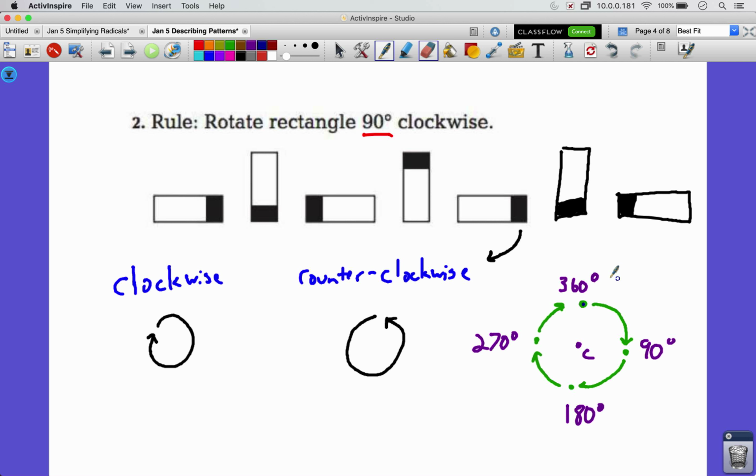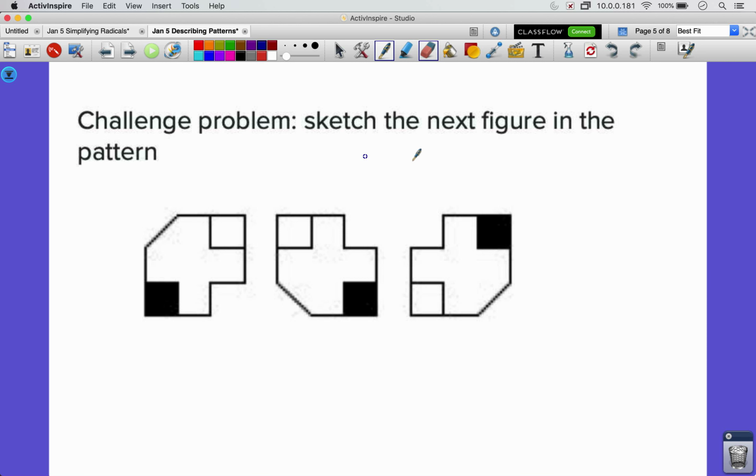Notice rotating 360 degrees is the same as not moving at all. So 360 degrees is equal to 0 degrees in terms of rotation. You end up facing the same direction. Okay.